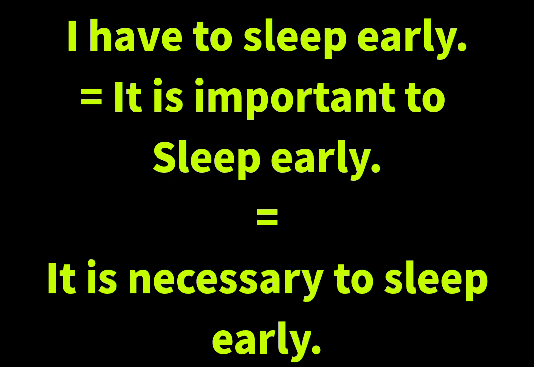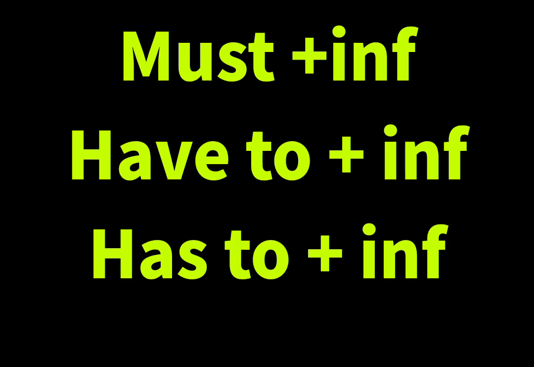So what about he? If I begin with he, what? He has to sleep early. يجب إن هو ينام بدري. So he has to لازم إن هو ينام بدري. He has to sleep early. So we have must plus infinitive, have to plus the infinitive, has to plus the infinitive. For example, I have to sleep early. He has to sleep early.